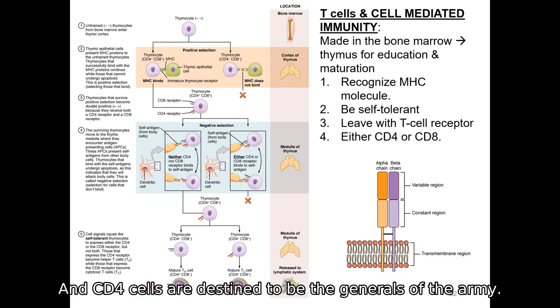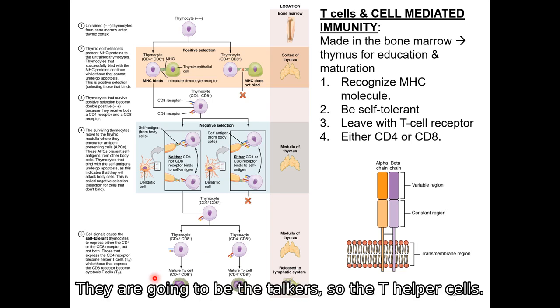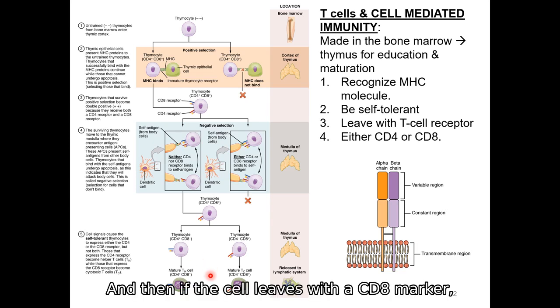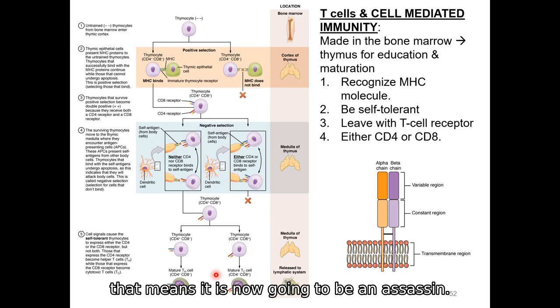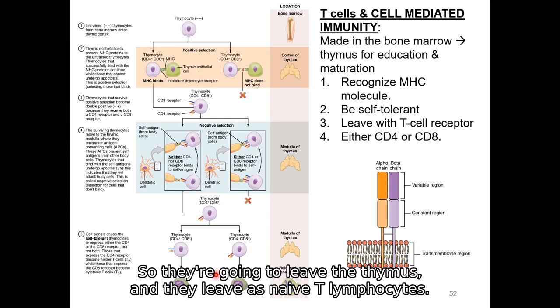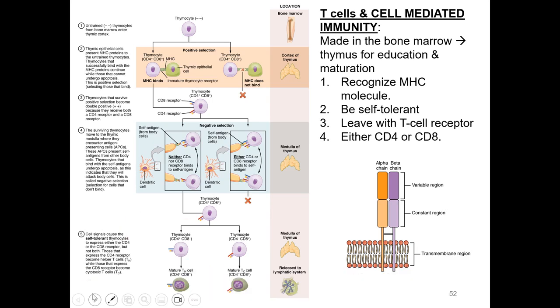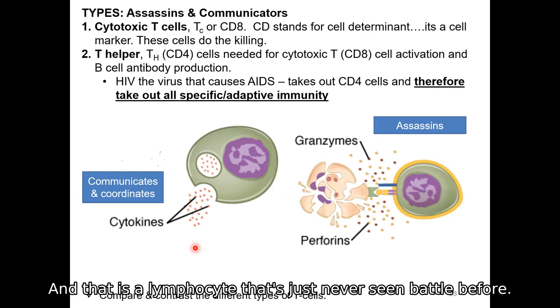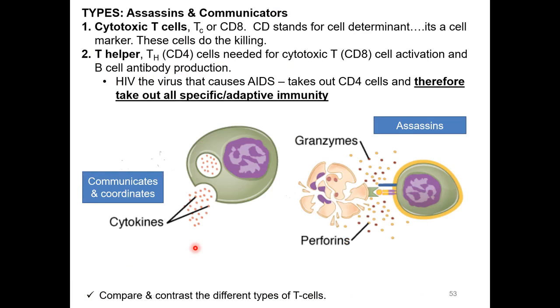And CD4 cells are destined to be the generals of the army. They are going to be the talkers, so the T helper cells. And if the cell leaves with a CD8 marker, that means it is going to be an assassin, so it's a cytotoxic T cell. They leave the thymus as naive T lymphocytes, and that is a lymphocyte that's just never seen battle before.